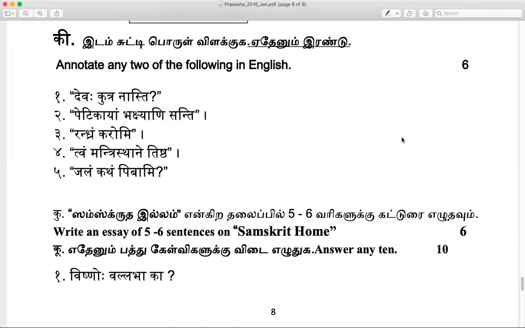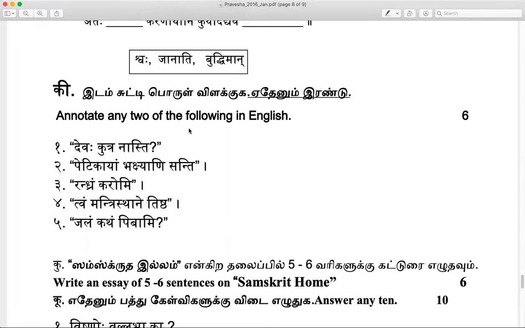Annotate any two of the following in English. Astu. Devaha kutra nasti. So in English, it's very easy. This is taken from the Guru Shishya story. The Shishya goes to the teacher and asks him to make him his disciple. The teacher asks a question, where is Deva? The student replies, Devaha kutra nasti.